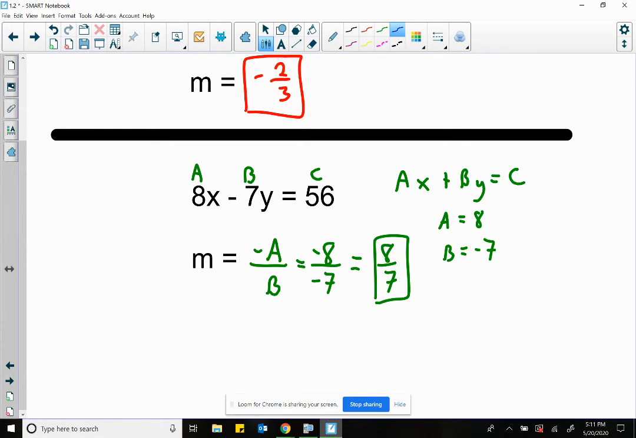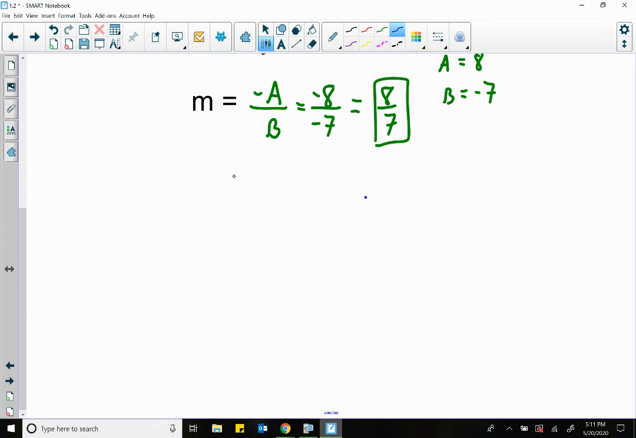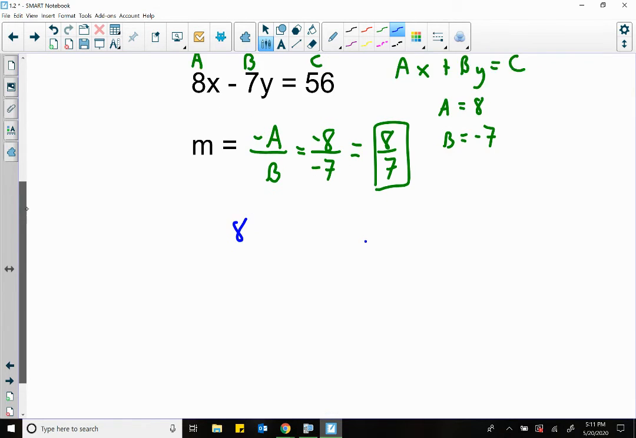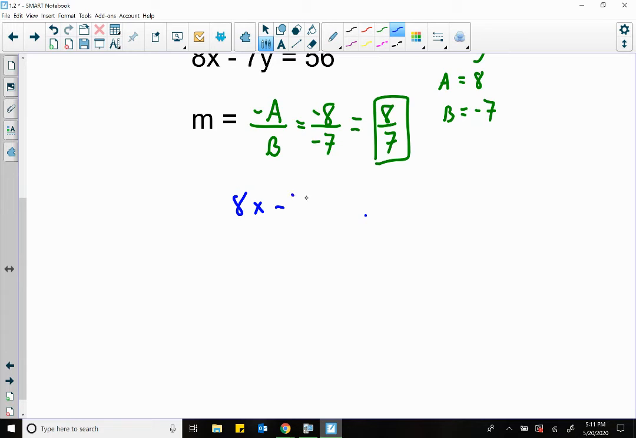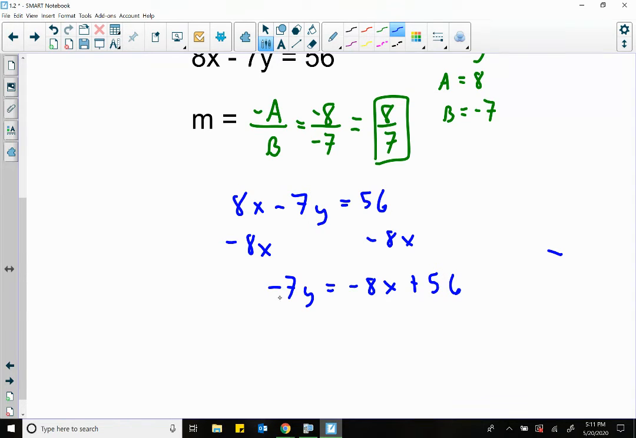If you converted, this is what you would see. Okay, let me hide that so I can expand. So we have 8x minus 7y equal to 56. So if you converted, you would have subtracted the 8x, and we'd have negative 7y equal to negative 8x plus 56. Divide everybody by the negative 7.